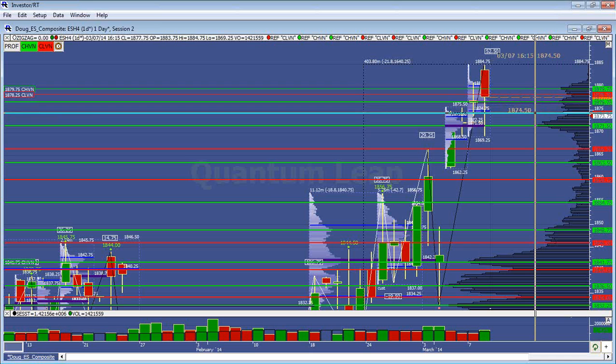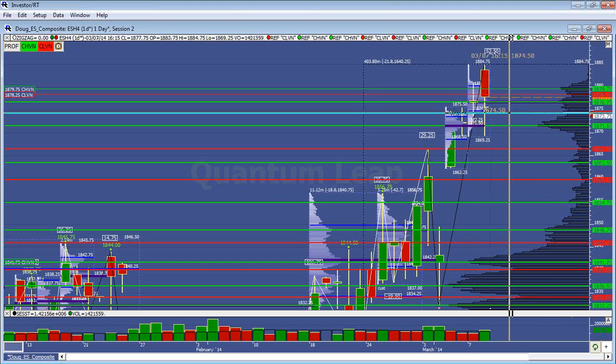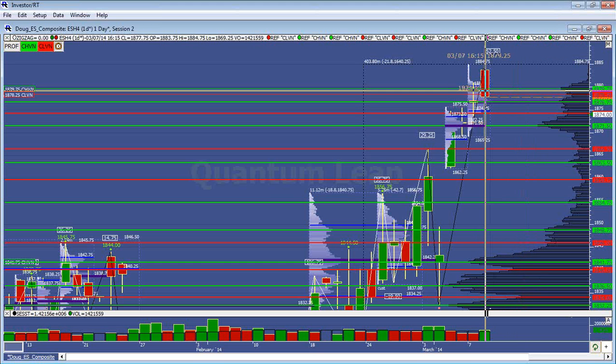I think you really should be looking at this 1874.50, 1874.75 as your dividing line between the two. If we can get above it, look for them to go up and entice the sellers up here in the 76.75. We've got our naked close from Friday at 77.75.